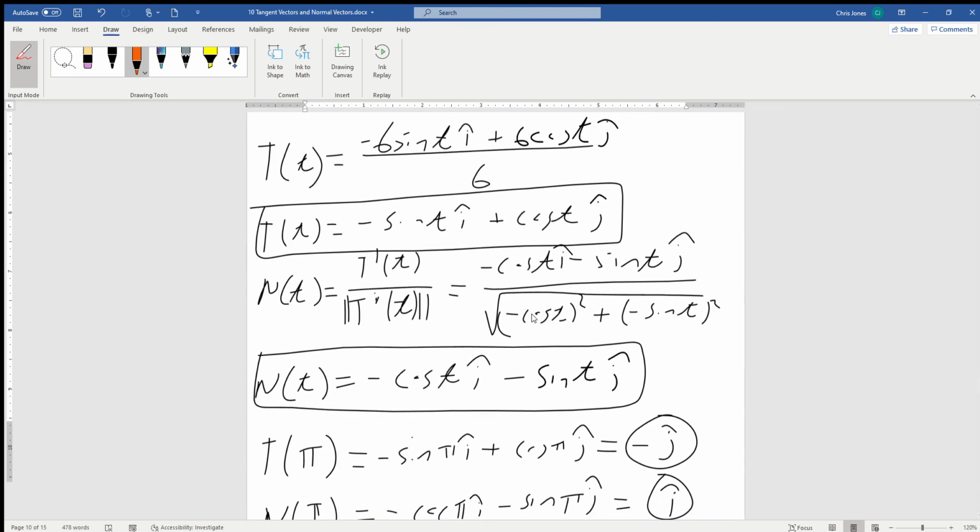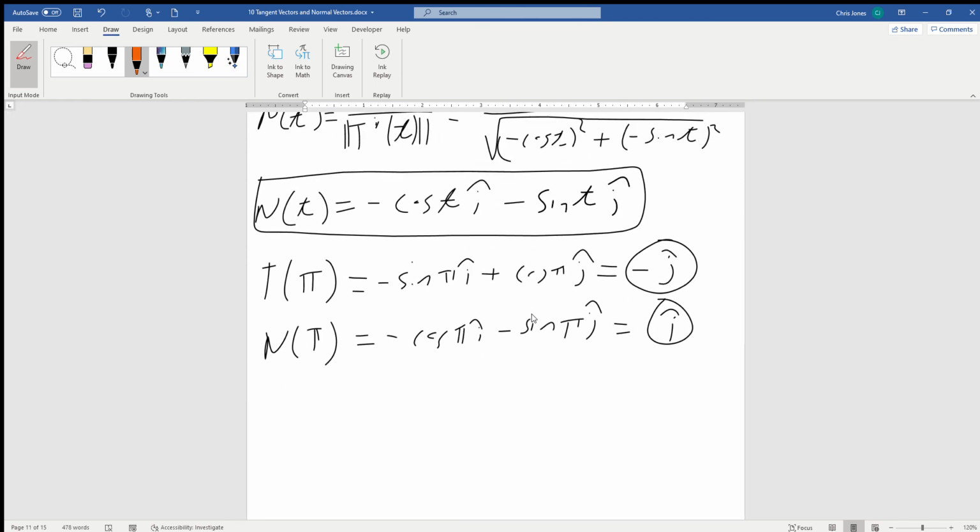All right, so hopefully this gives you a good overview as to being able to compute unit tangent vectors and then principal unit normal vectors as well.